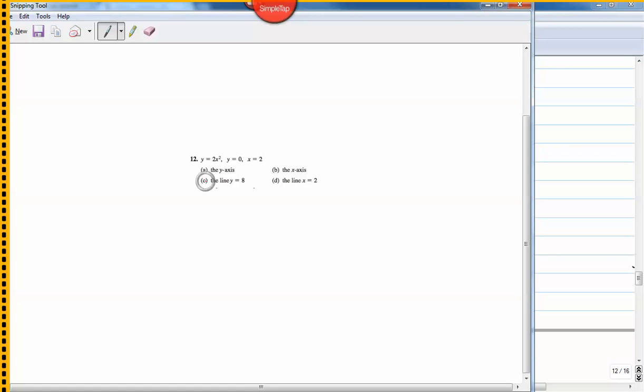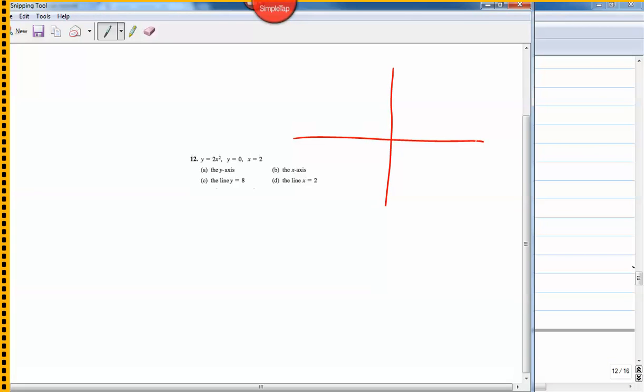Now, C and D are going to be a little different. I'm just going to randomly choose one. I'm going to choose the last one because it's vertical. And so I'll need the same orientation for about the line x equals 2 as I would for the y-axis, because remember, x equals 2 is a vertical line.